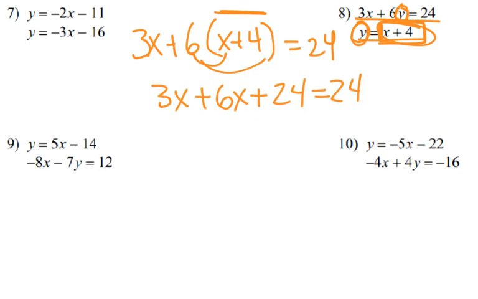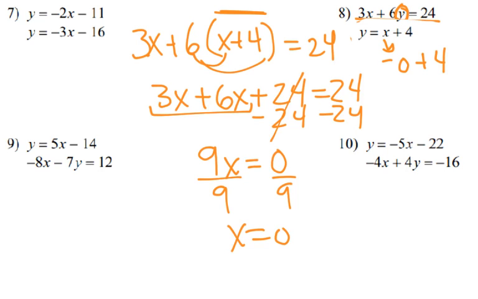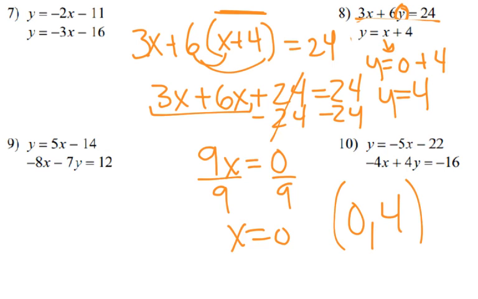Then we multiply, and I get 3x plus 6 times x is 6x plus 6 times 4 is 24 equals 24. Subtract 24 from both sides. We add those two together. 3 plus 6 would give us 9x equals 0 divided by 9. X is equal to 0. Simple enough, right? Then I'm going to take that equation and say, okay, if x is 0, what is y going to be? 0 plus 4 is 4, so y equals 4. So my answer is 0, 4. That's where they intersect. That's where they're the same.